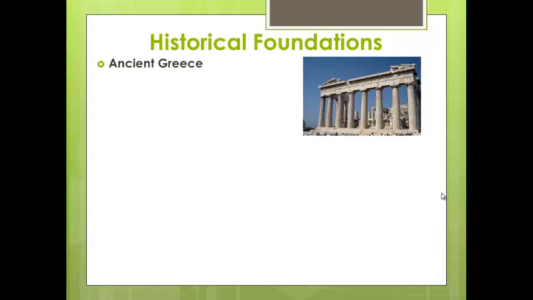Okay, let's go to the historical foundations of the American colony. So where did they get their ideas from, specifically when it comes to government? Global superstars will remember from ancient Greece. What did the Americans adopt from ancient Greece?